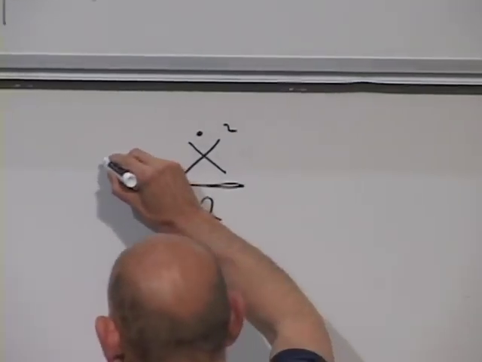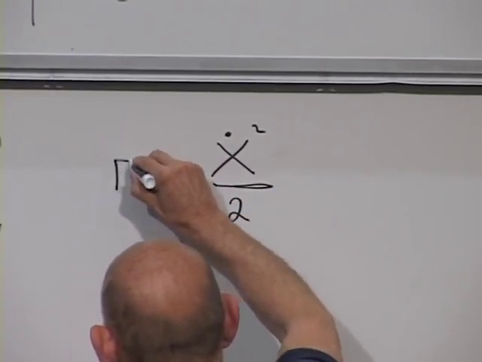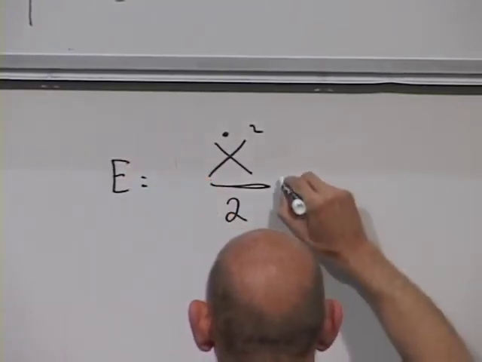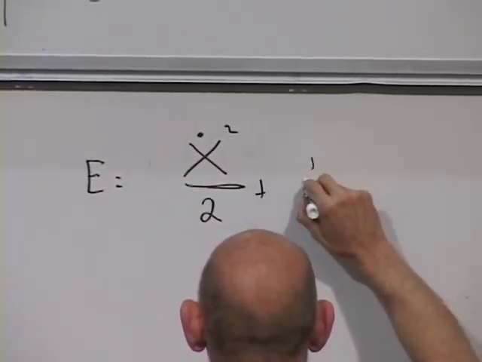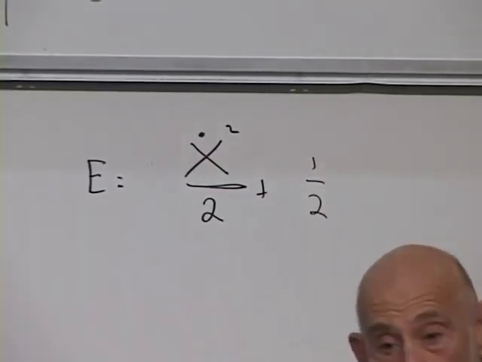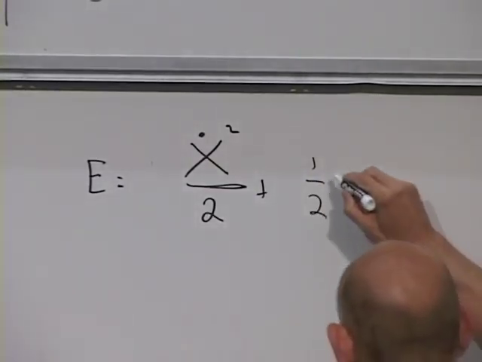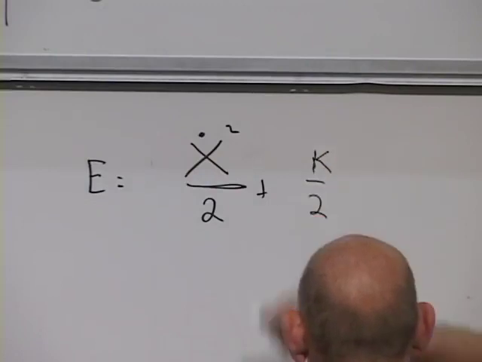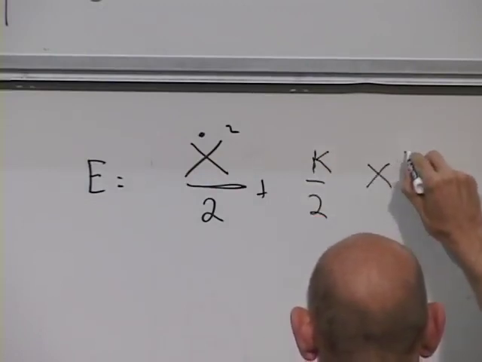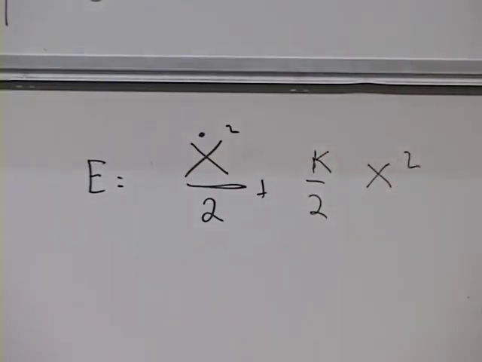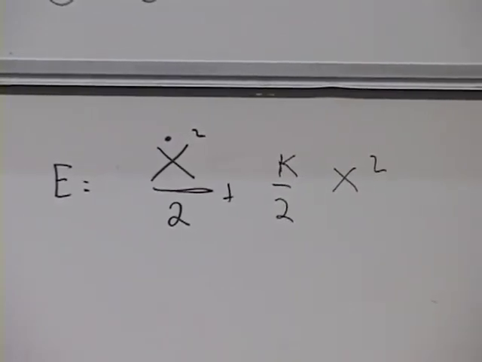What about the potential energy of a Hooke's law oscillator? So this is energy. It's plus 1/2 times the spring constant, call it kappa, times x squared. What's the frequency of this oscillator? Can anybody tell me what the frequency is? Yeah. Square root of k over m.